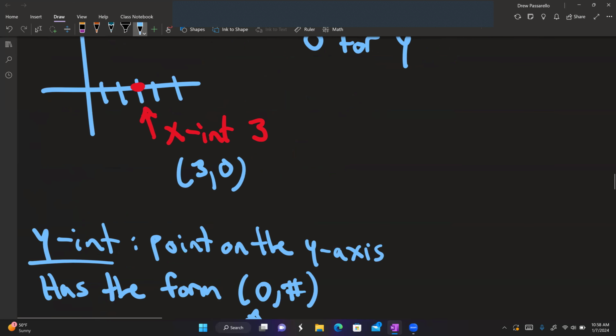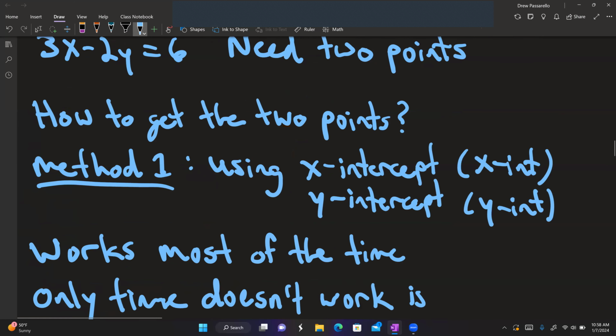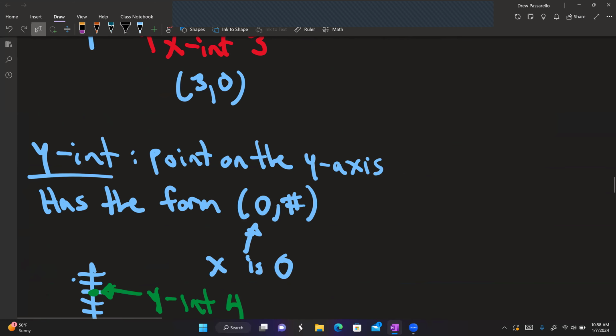All right, so how do we do the problem? We're going to use the x-intercept and y-intercept as my 2 points. So 3x minus 2y equal to 6 is the problem. I'm going to use the x-intercept and y-intercept as my 2 points. That is method 1.